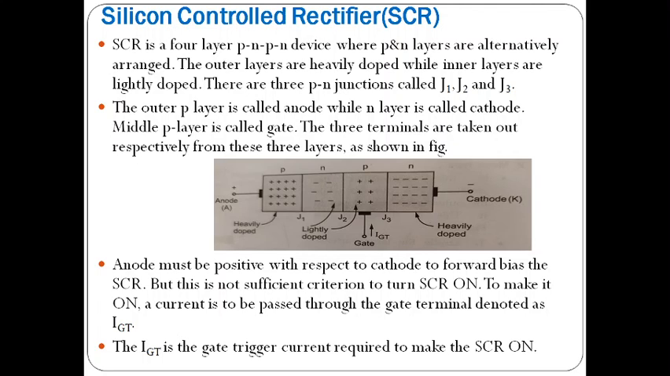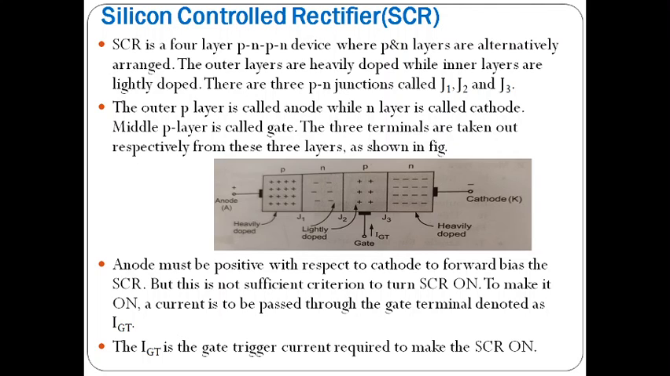The anode must be positive with respect to the cathode to forward bias the SCR. It is similar to our PN junction: the P-type material must be positive with respect to the N-type material. Then only can we say it is forward biased.